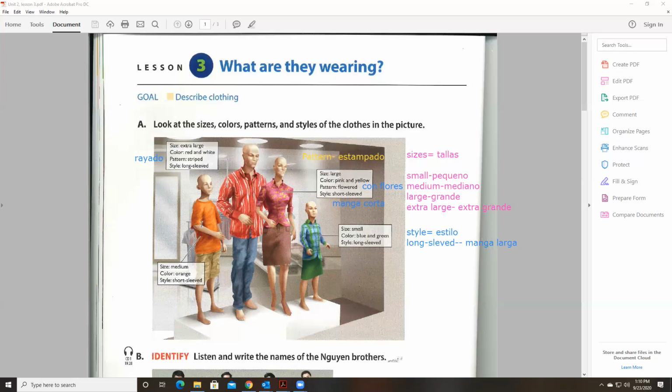Okay. Now if you look at this boy right here, you have a size is medium. The color of the shirt is orange. Okay, and the sleeve is short sleeved.